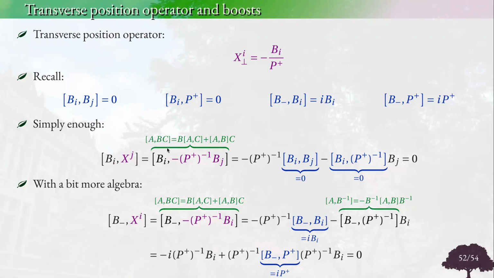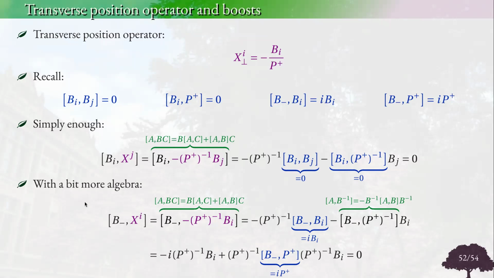So you use this relationship and you get two terms: a commutator of Bi with Bj, and a commutator of Bi with P plus to the minus 1. Since Bi commutes with P plus, it commutes with its inverse as well. So both of these commutators are 0. The transverse position commutes with the transverse boost.